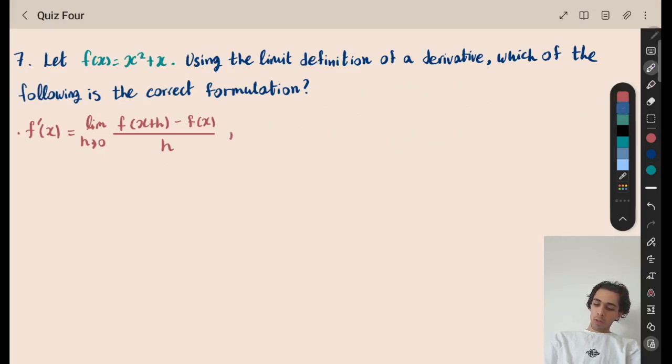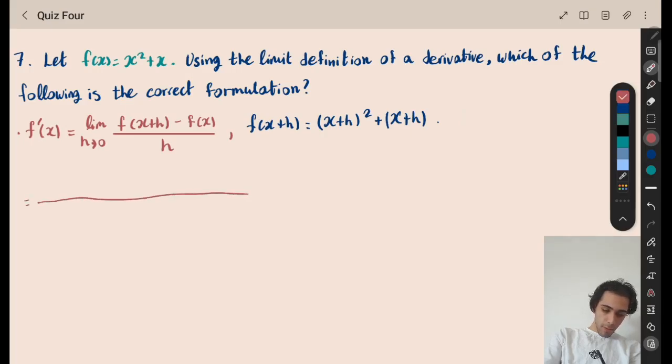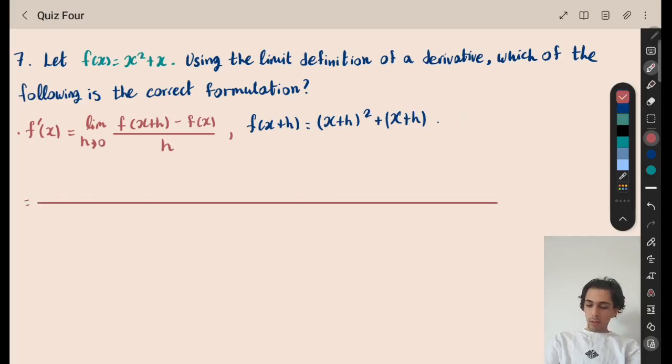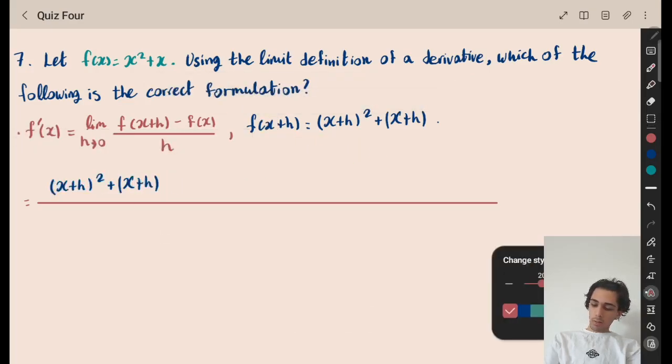Okay, what is f of x plus h? It's x plus h squared plus x plus h. Okay, and what is f of x? F of x is just f of x, right? So I write this down using a very big fraction. Maybe it doesn't need to be that big. Maybe I'm exaggerating. So this is f of x plus h.